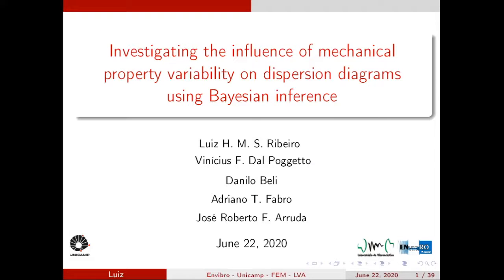Hi, I'm going to present the study we made with the title of Investigating the Influence of Mechanical Property Variability on Dispersion Diagrams using Bayesian Inference. The authors of this study are me, Luis Vinícius Dopogeto, and José Roberto Arruda from the State University of Campinas, Danilo Belli from the University of São Paulo, and Adriano Fabro from the University of Brasilia.